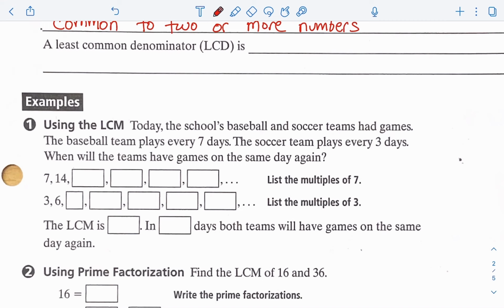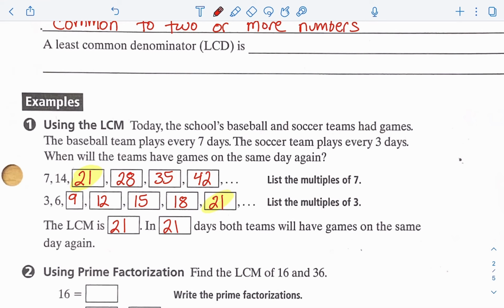So 7, 14, 21, 28, 35, 42, and that's going to keep going, but we're going to move down to 3 and see if any 3 hits any of these. So 3, 6, 9, 12, 15, 18, 21. So that 21 is the smallest number that they both have when we start the list. So the LCM is 21, the least common multiple between 7 and 3. And in 21 days, both teams will have games on the same day again. Okay, so that's one way you can do it.